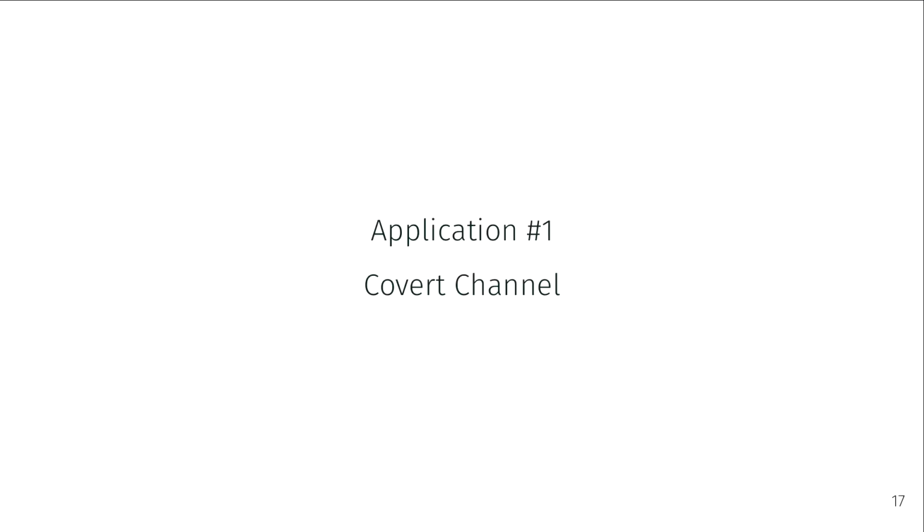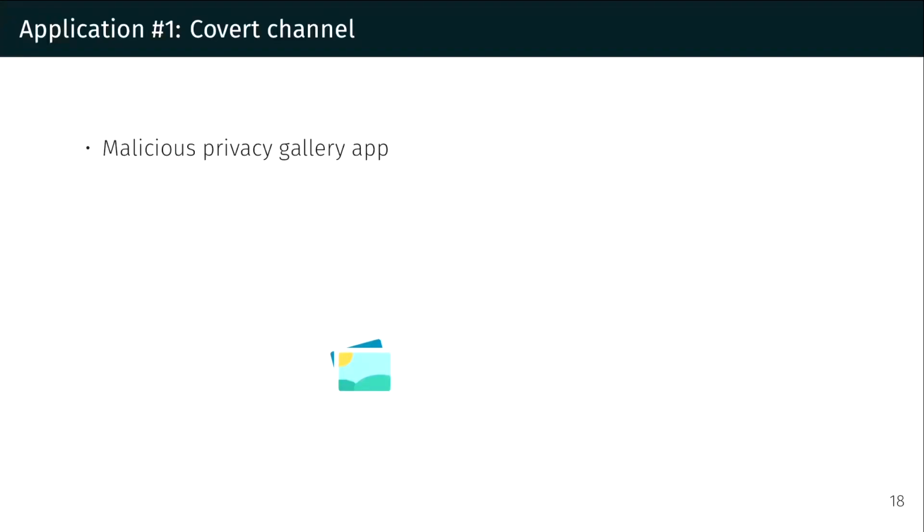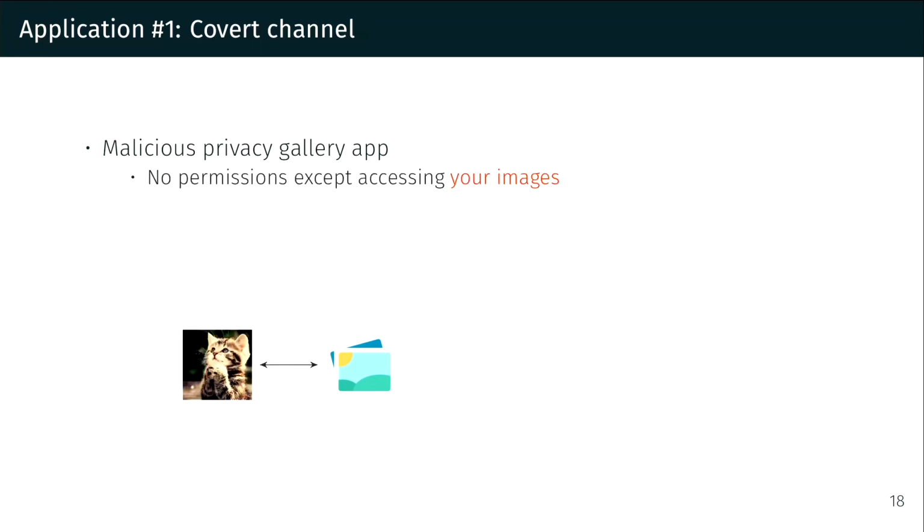So the first thing we want to show you that you can do with cache attacks is implement a covert channel. And this could happen in the following scenario. You install an app on your phone to view your favorite images you take, to apply some filters, and you don't know that it's malicious because the only permission it requires is to access your images, which makes sense. So you can easily install it without any fear.